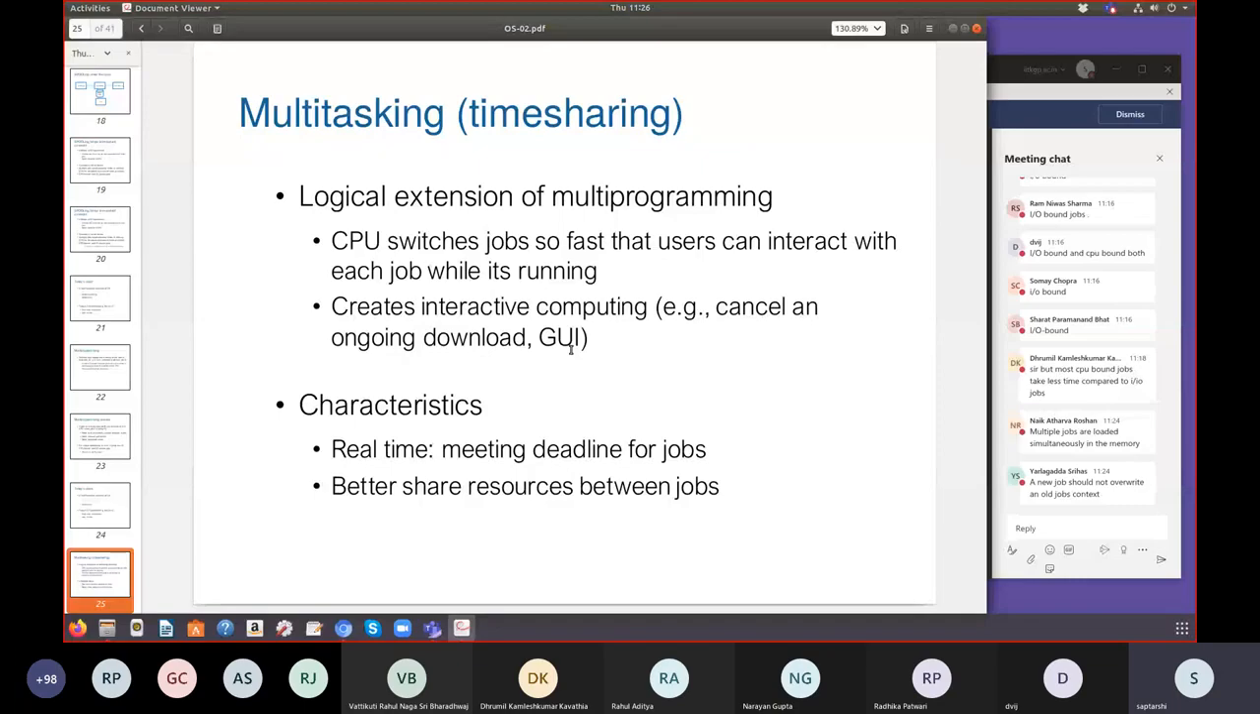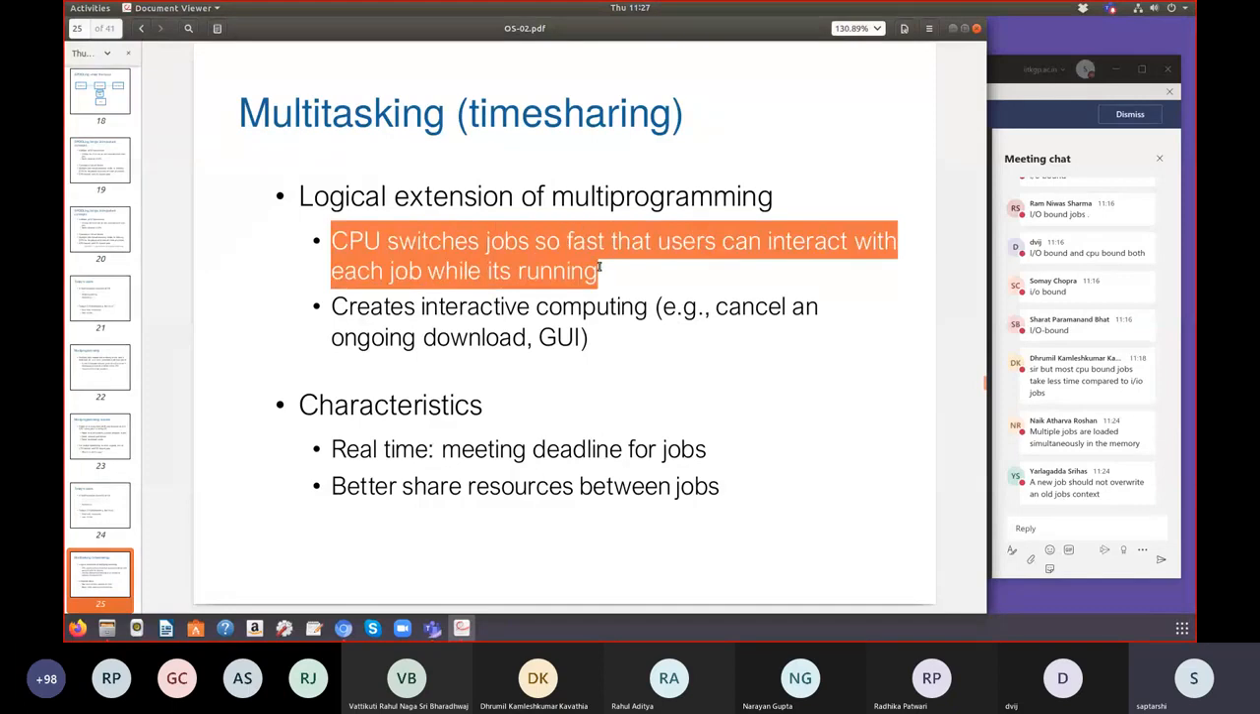Now think about it. There is a misnomer here. If that is the case, then the GUI is also always running, and the download is also always running. How can that be? You have just one processor, so two programs cannot be running always. The truth is that none of these programs are actually always running. However, this is the illusion. The CPU creates this illusion, the CPU and OS together. The CPU switches jobs so fast that users can interact with each job while it's running.